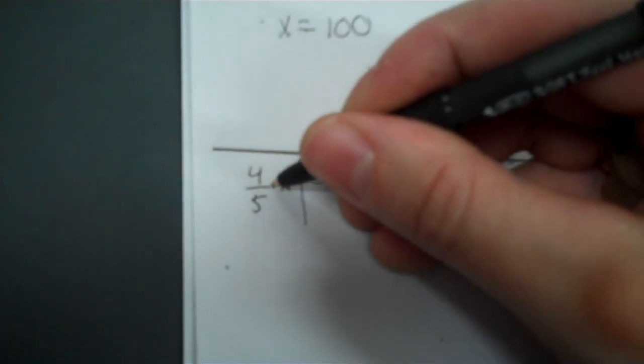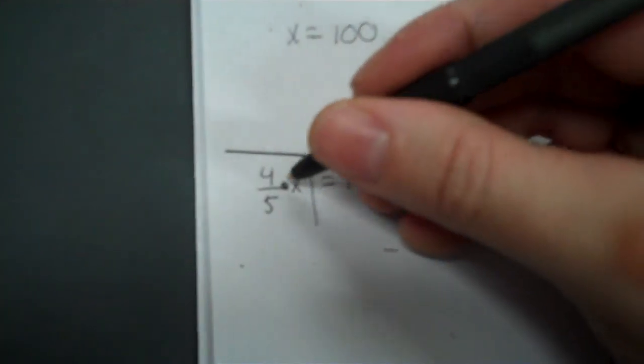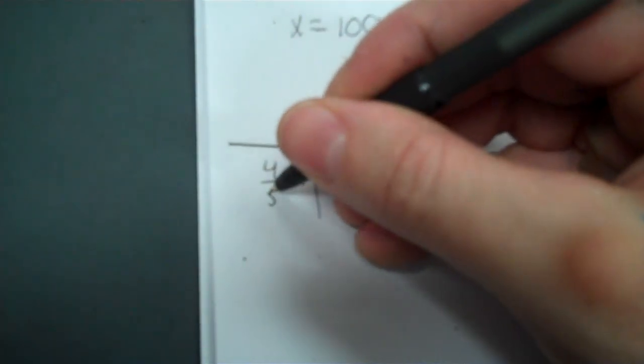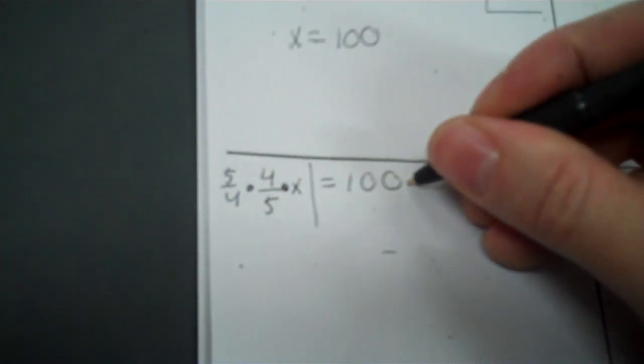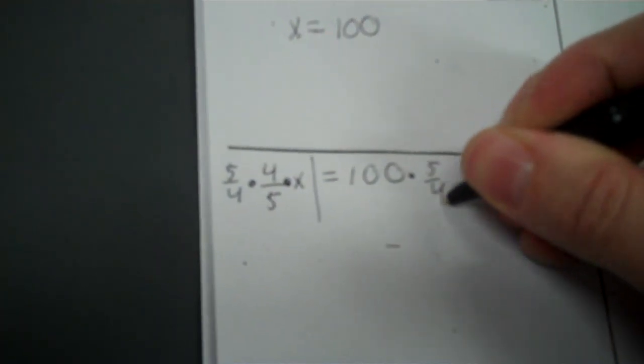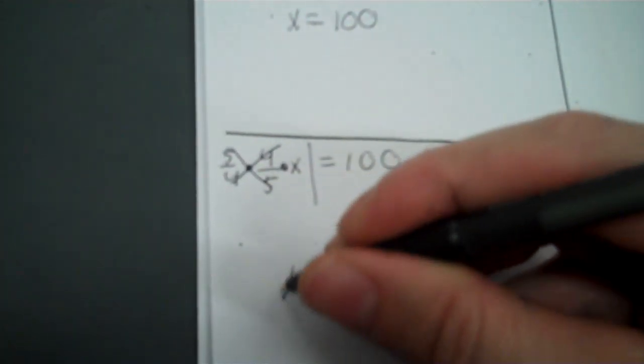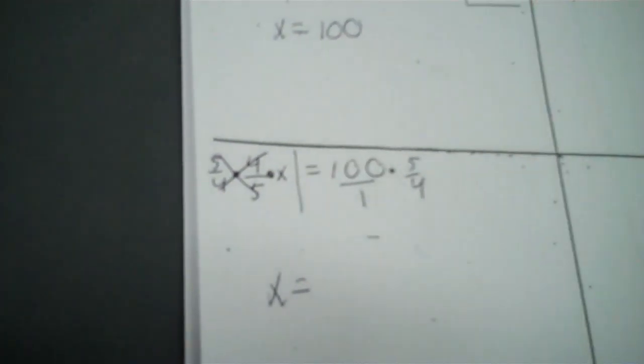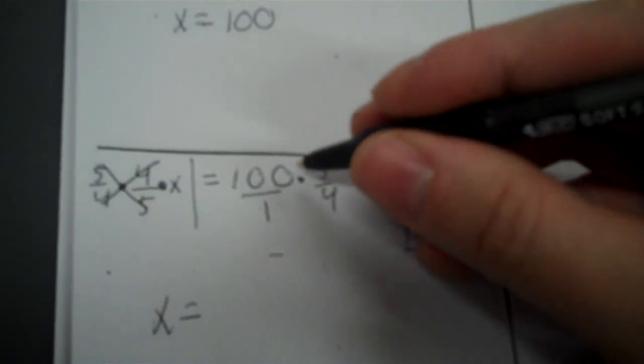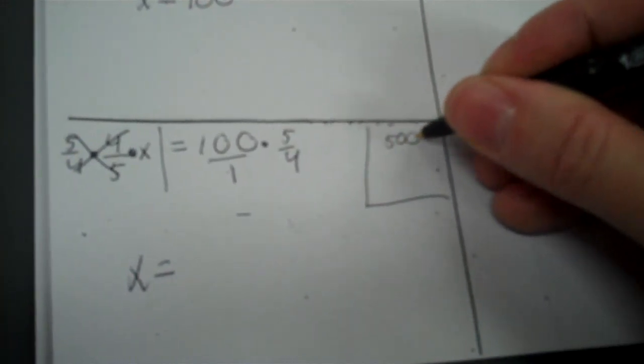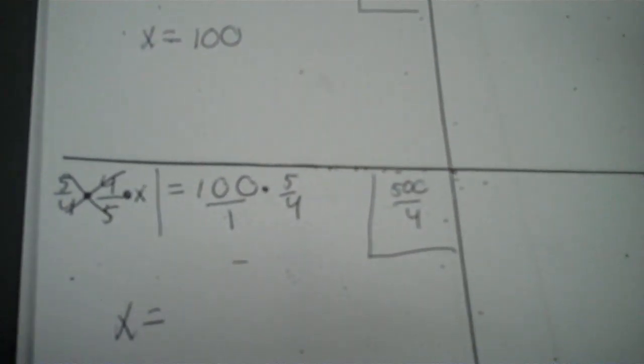Okay. Next one. Now I'm going to quit going to the green paper. We're just going to solve the problem. So when you multiply by a fraction, you reciprocate the fraction and multiply each side by the reciprocal. Cancel those. You have x. Put a 1 under your whole number. 100 times 5 is 500. 1 times 4 is 4. And 500 divided by 4 is 125.